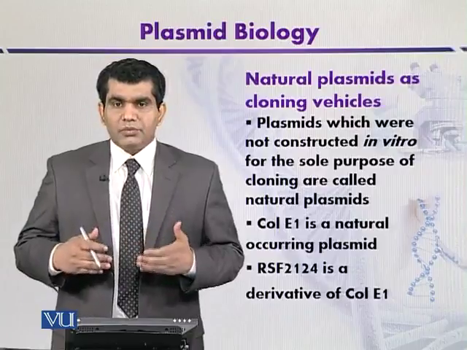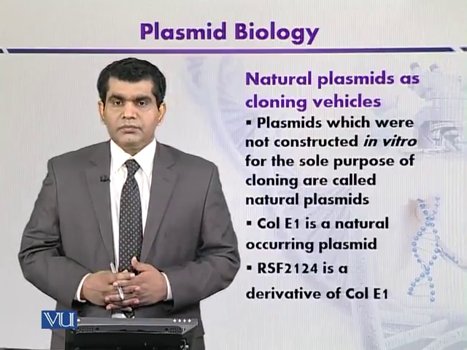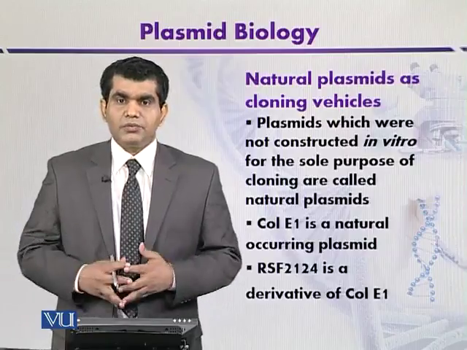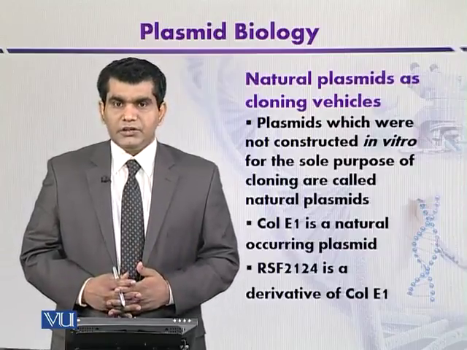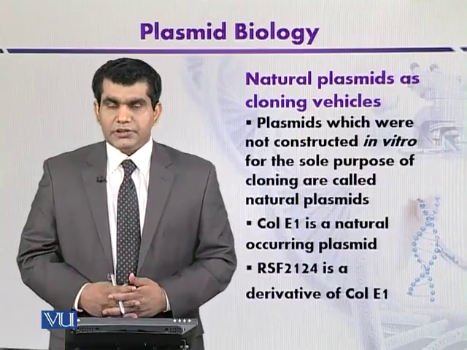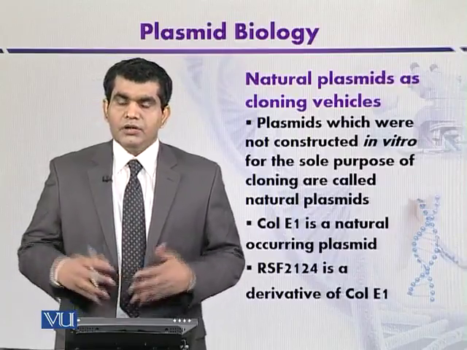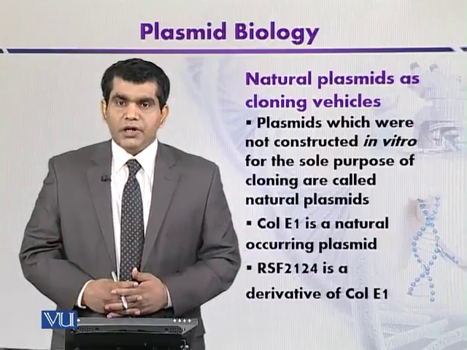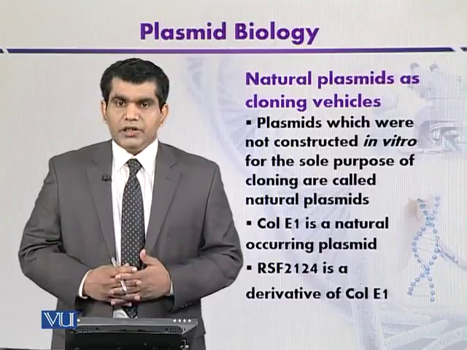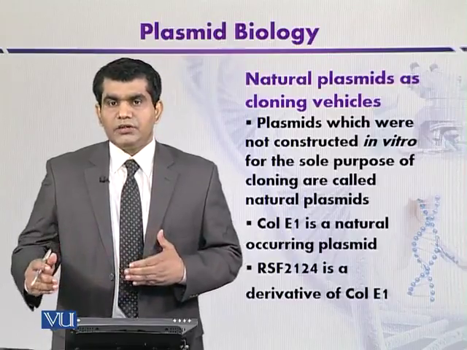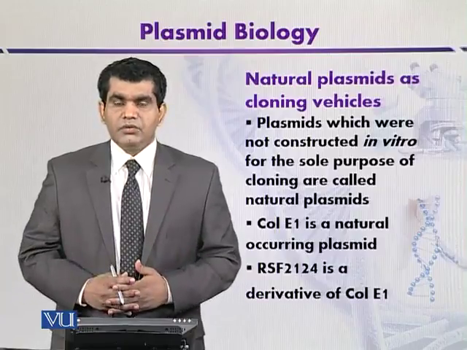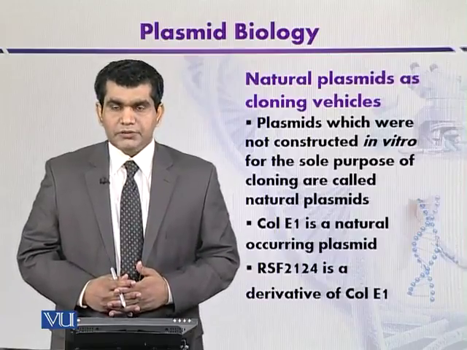So when microbes produce colicin, they can have an advantage over other microbes that are present in the vicinity when there is competition in the environment. In addition, there is another plasmid which is a derivative of col E1, called RSF2124. It's a derivative of the col E1 plasmid.